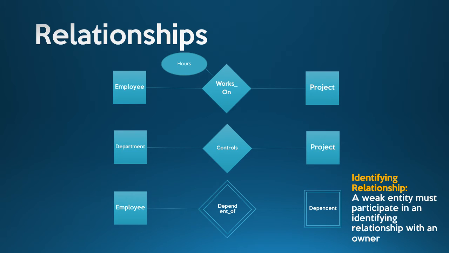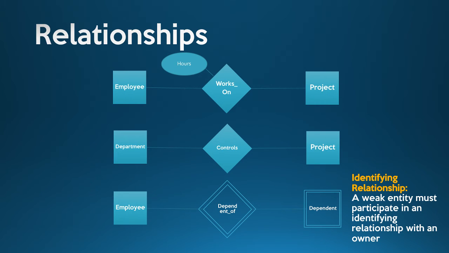Then there's also employee works on a project, right? And the project is worked on by the employee. And through this relationship, we can see the number of hours that the employee worked in that project. Then we have department controls the project, right? And project is controlled by a department. And the last one is employee and then you have dependent of, dependent. So that's when you connect to the dependent that has no primary key.